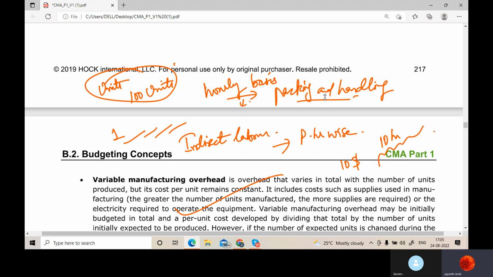Okay. And if you can think of more examples, you can go for that. Any other examples you have in your mind?